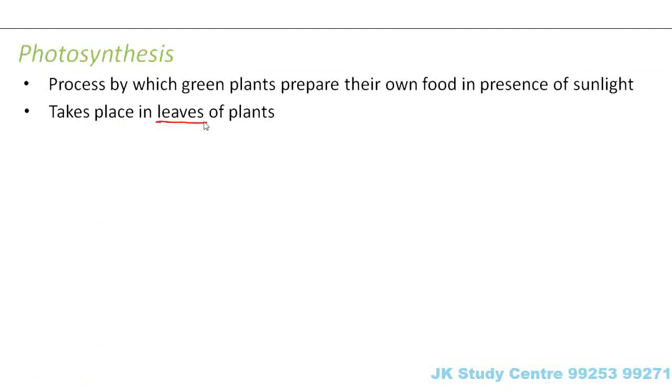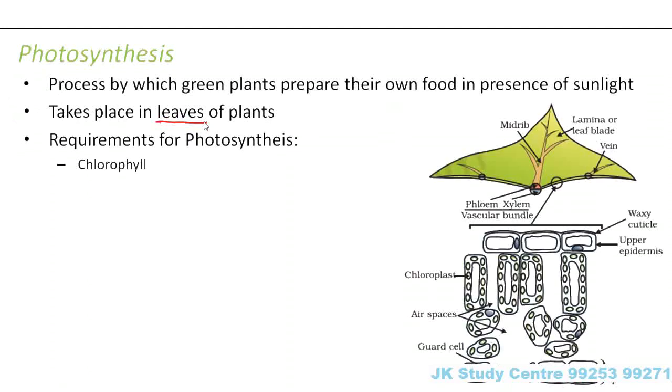So that means this process of preparing food happens in the leaves, and the food which is prepared is stored in the leaves. So what are the requirements for photosynthesis? The very first requirement is chlorophyll. So what is chlorophyll? It is a green colored pigment which is present inside a cell organelle called chloroplast.